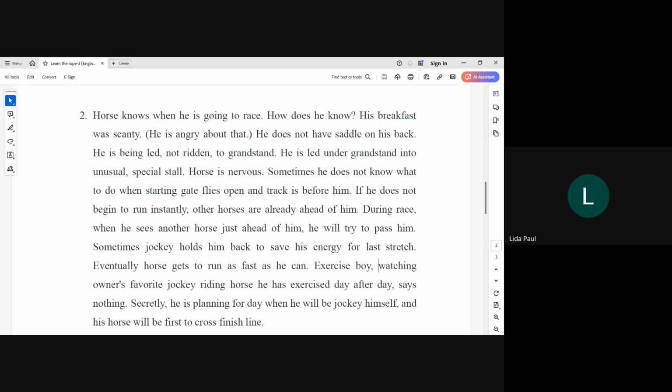Anything there? The jockey. Will be the jockey himself. So secretly he's planning for the day when he will be the jockey himself, and his horse will be the first to cross the finish line. His horse will be the first. And his horse will be the first to cross the finish line.